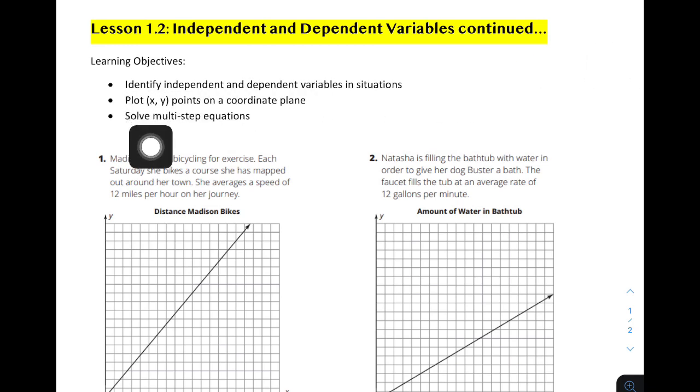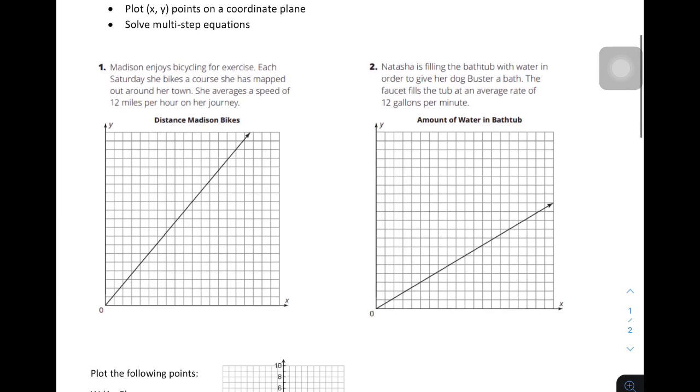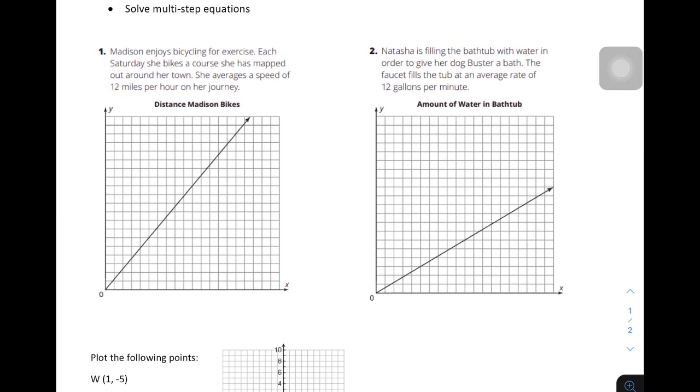And the second and third, which I mentioned are more review stuff: the second one is to plot x and y points on a coordinate plane, and then to solve multi-step equations. So we'll cover all three of these things in the next four problems. So the first problem, we have a situation.